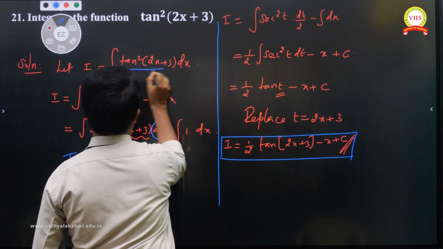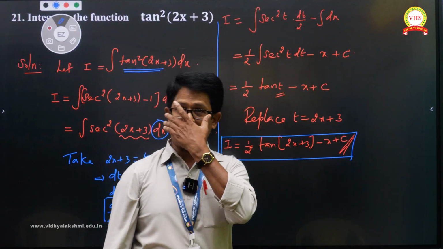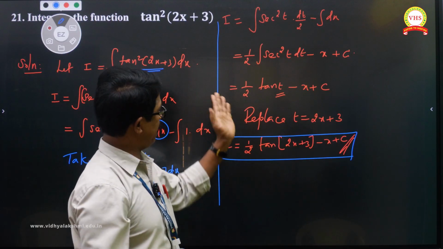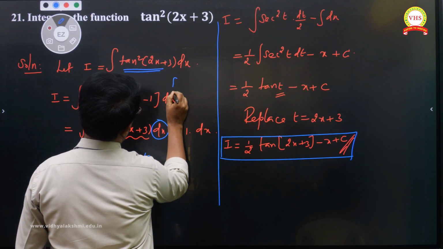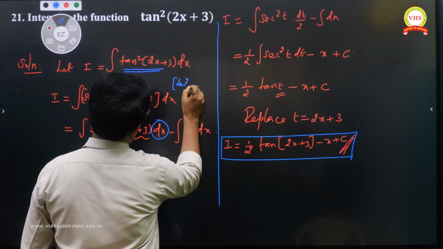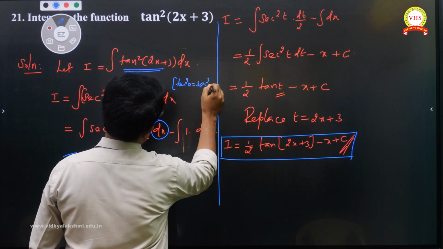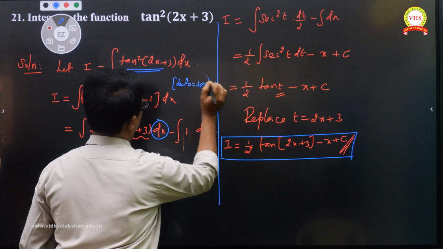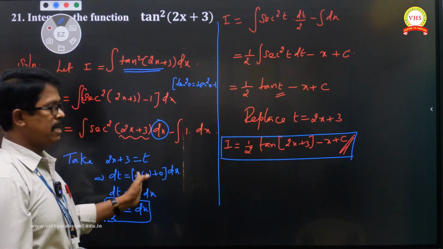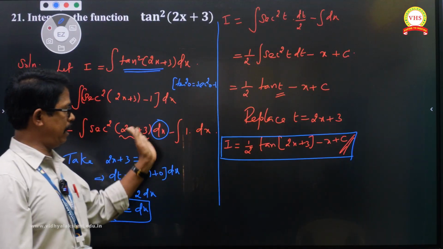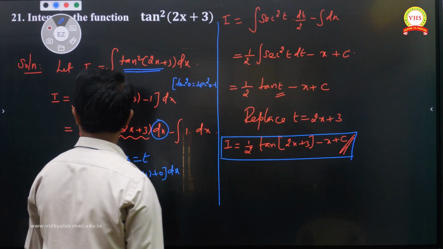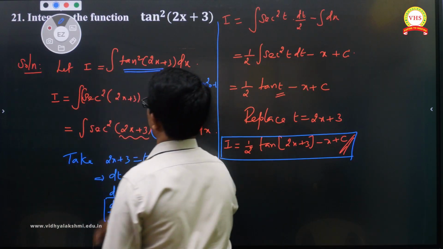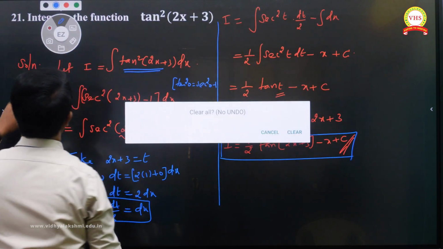When you get such a function tan square theta, there is no direct integration for tan square theta. That's why we apply tan square theta equal to secant square theta minus 1. After that we can apply the secant square minus 1 and then replace the independent variable in terms of another variable. This is question number 21. Now we are going to move on.